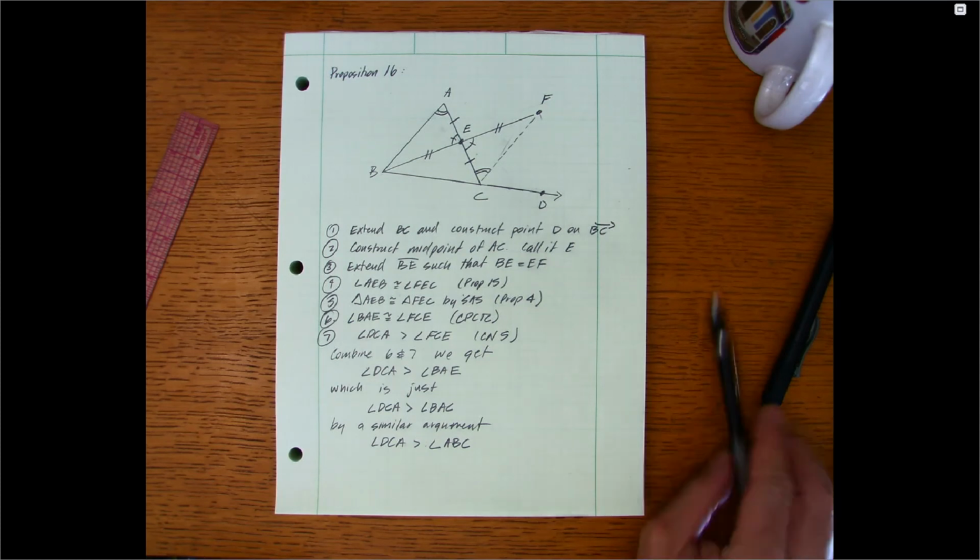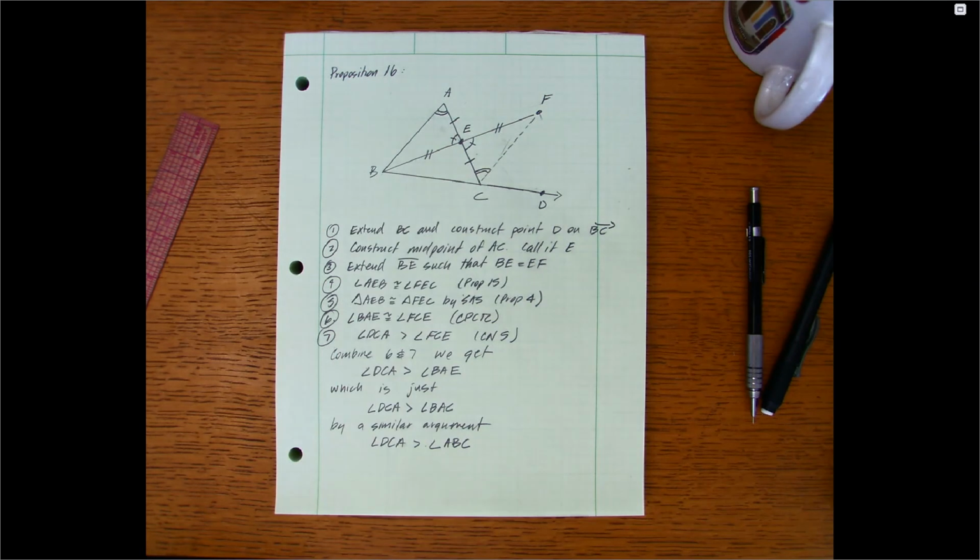Yeah, I guess again, we're fairly early in the book. Proposition 16. There are only 15 propositions on which to rely. He does rely on 2 of them, 15 and 4, and then quite a bit of the postulates and common notions to make this argument.